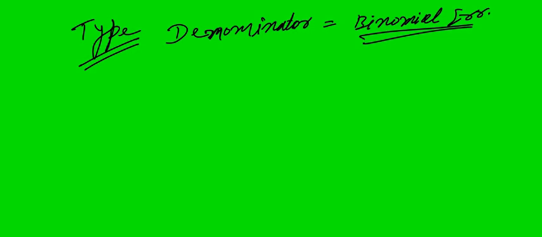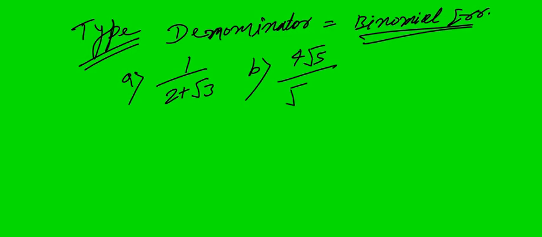So these types of question, I am just writing a few questions. For example, we are having one question, 1 upon 2 plus root 3. This is the second type of question. Or the second question I am also writing, this type of question will also be asked, 4 root 5 upon root 7 minus root 3. Or this question will be like this, 5 upon root 3 plus root 2. So these types of question will be asked for rationalization.